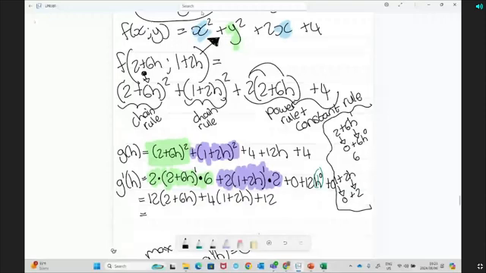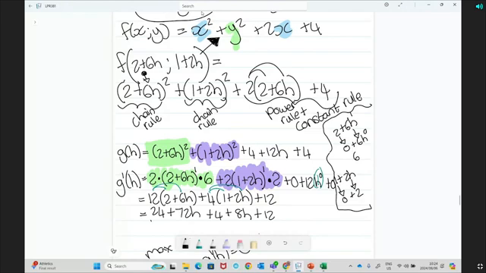Then I can now multiply. 12 times 2 gives me 24. 12 times 6, I think it was 72. Let me just make sure. Yeah, 72h. That's going to be plus 4, and plus 8h, and then the plus 12 there. So it's simply multiplying that inside. Now we add like terms: 24 plus 4 plus 12. That's 28 plus 12, which is 40.